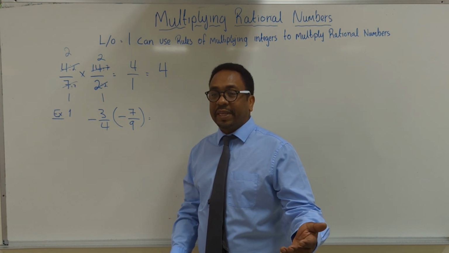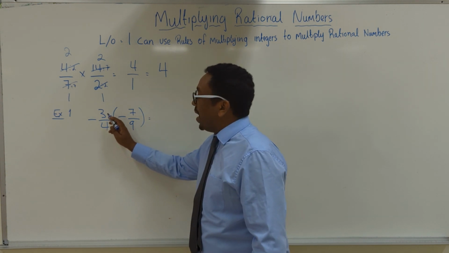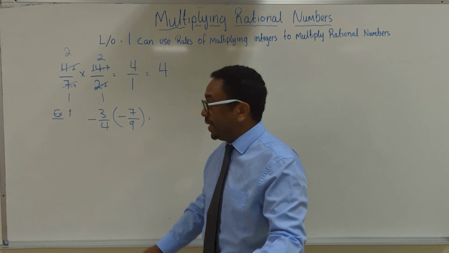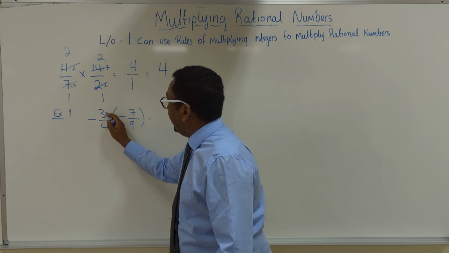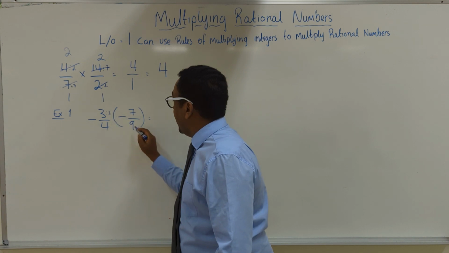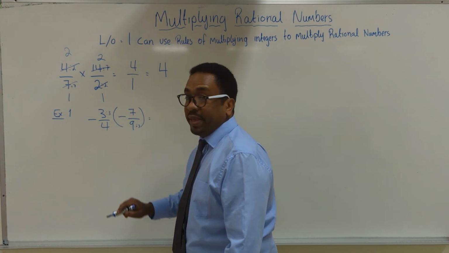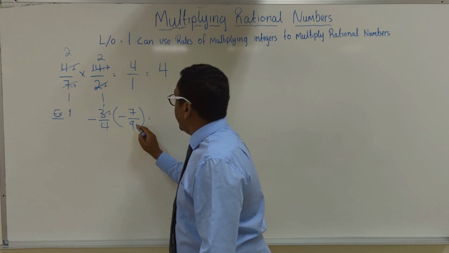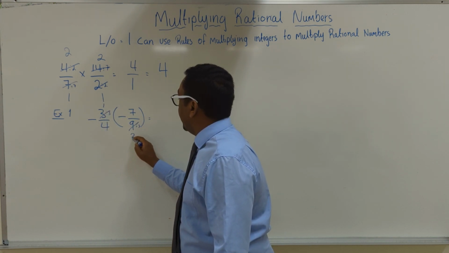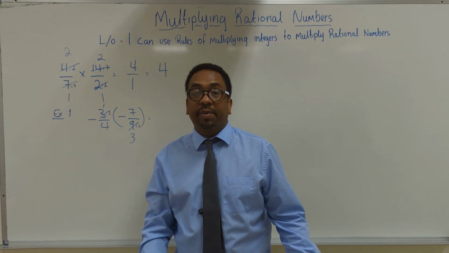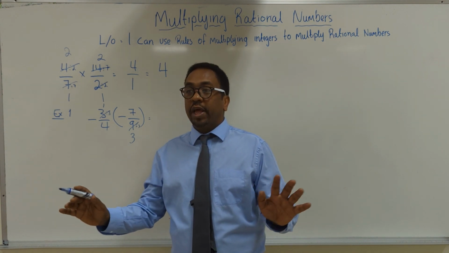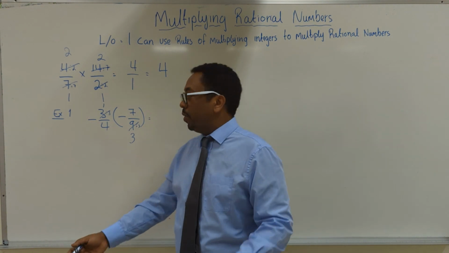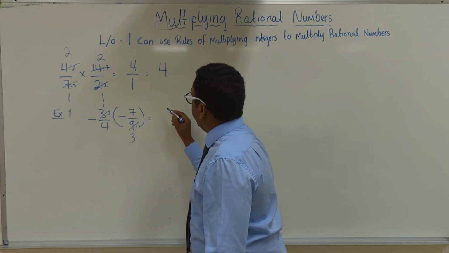Are there any numbers I can simplify? Yes. Which number? 3 and 3, and 9. So what do I divide per side? 3. Divide by 3. So if I divide here by 3, I divide here by 3. Are you with me? Yes. So divide here by 3, that will give me 1. Divide here by 3, that will give me 3. Are there any other numbers I can simplify? No. So what I do, I multiply now. 1 times 7, 7.